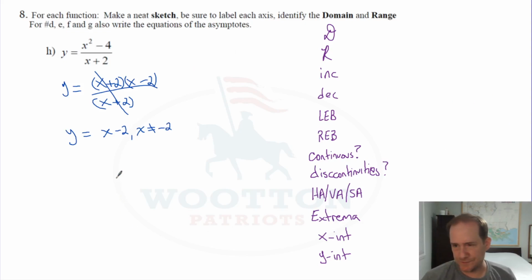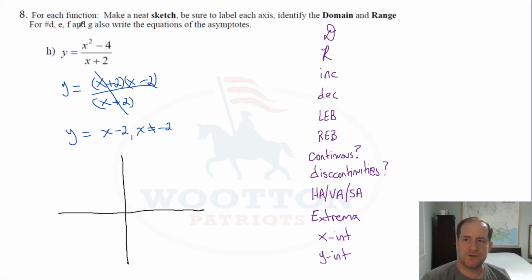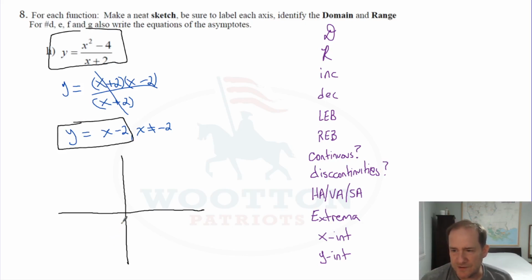So what that means is the graph of this top function, as complicated as it looks, is going to have the same graph as just this linear function. I literally just go down 2, plot a point. And then I make a line that rises 1, runs 1, and rises 1, runs 1. So here's my line. It goes like this. Okay, but wait, there's more. We did say that x cannot be negative 2. So over here at negative 2, we need to poke a hole.